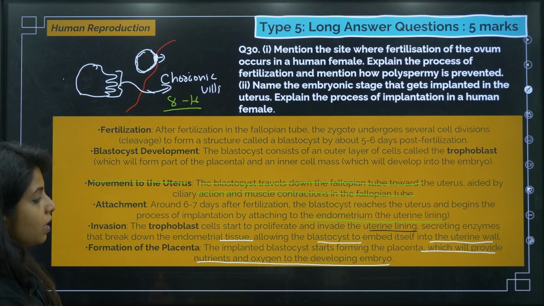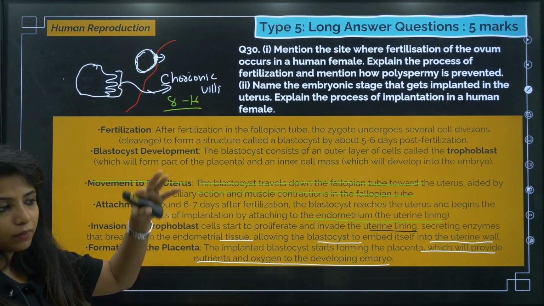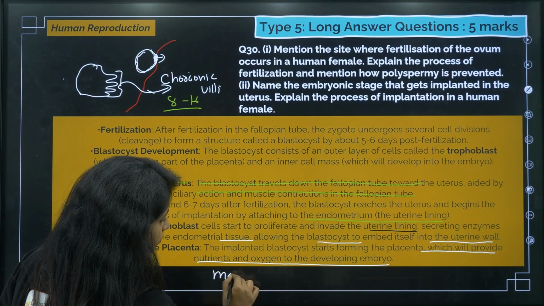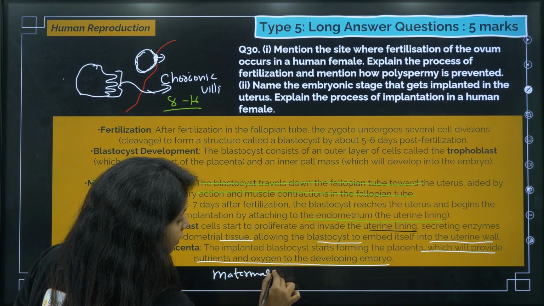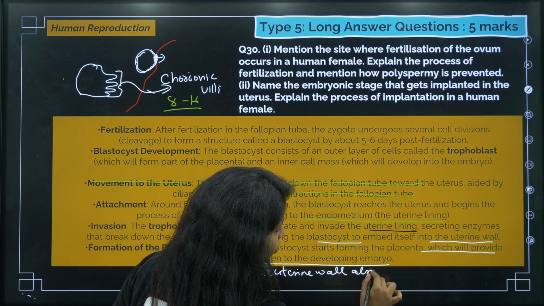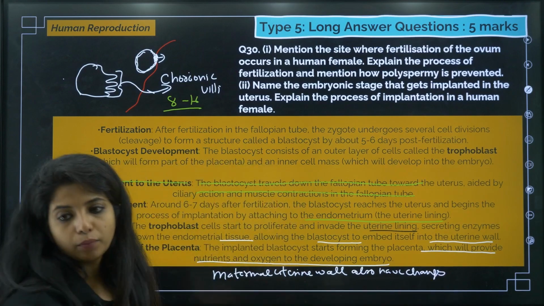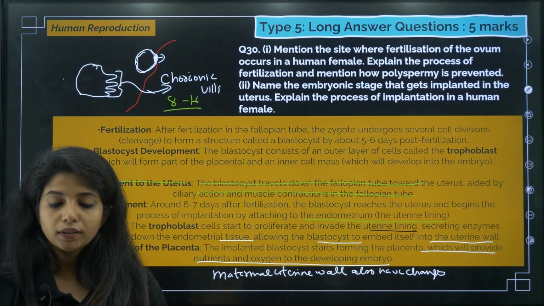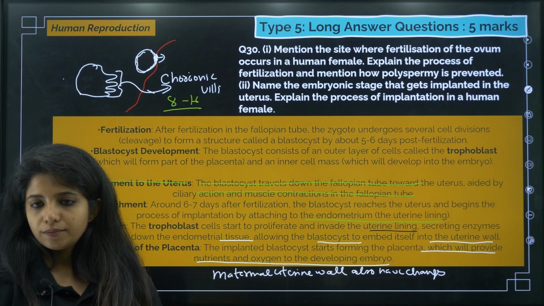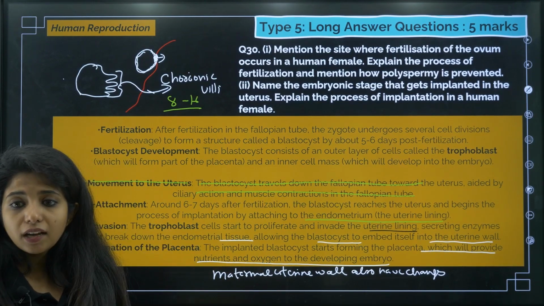So how do you say the formation has taken place? Basically, the trophoblast undergoes formation, and the maternal uterine wall also has changes such that both of them embed and form the whole thing, that is the placenta. That's how you have to explain your answer. Try to explain in four points. See how many marks this carries.